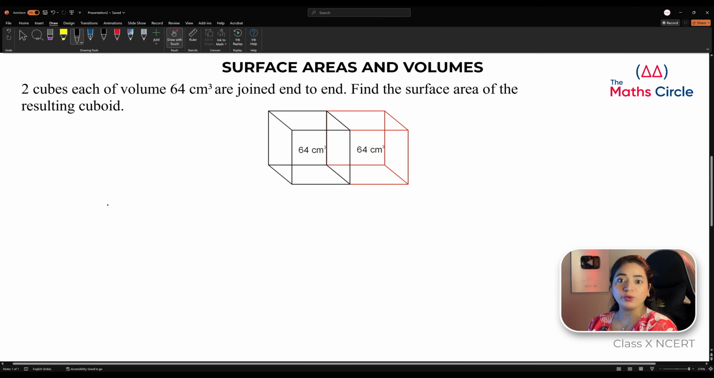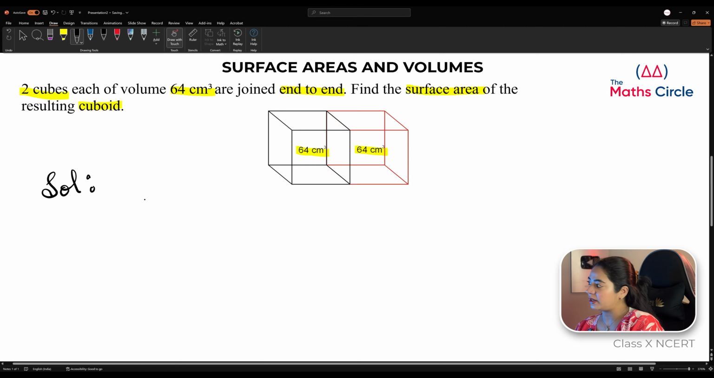Today I want to show you how to solve this problem. This is a problem from NCERT chapter Surface Areas and Volumes. Two cubes, each of volume 64 centimeter cube, are joined end to end. We have to find surface area of the resulting cuboid. So if we look at the question carefully, we find that there are two cubes, each of volume 64 centimeter cube, and they are joined end to end. So let's find the solution of this question.